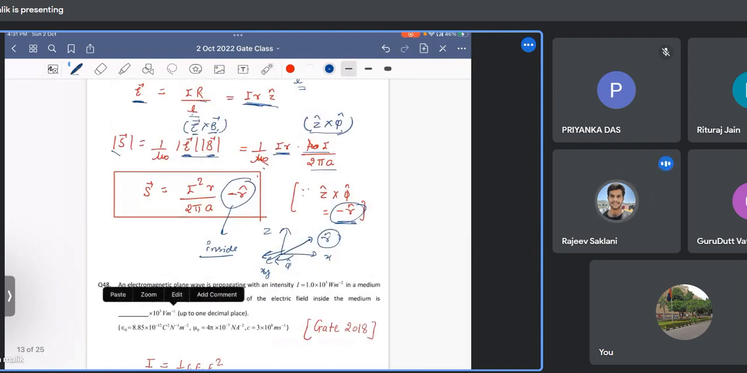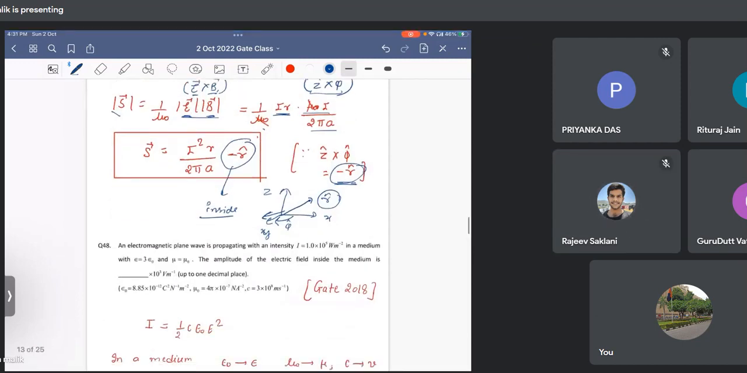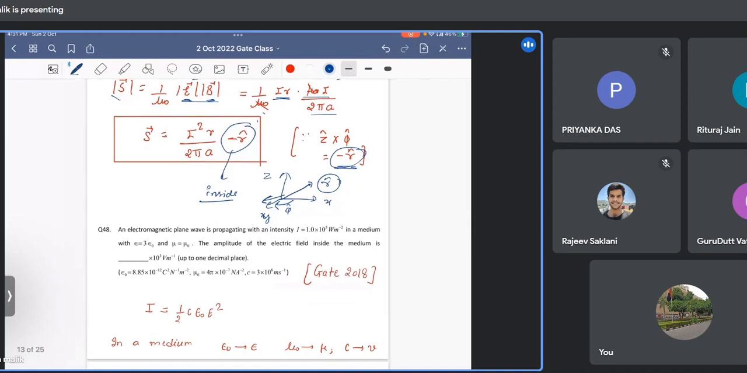Yes, ma'am. Okay. So the next question is also from GATE 2018. This is question number 48. An electromagnetic plane wave is propagating with intensity 1 into 10 raised to power 5 watt per meter square in a medium with epsilon 3 epsilon naught, mu equals mu naught. What is the magnitude of electric field inside the medium? So we are given the intensity I inside the medium.